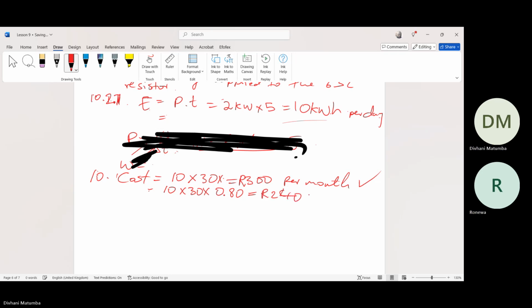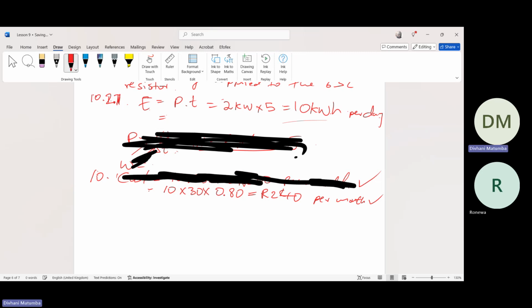240 rand per month. Per month? Yeah, that's correct. So the top one, I'm just going to remove it. So the cost is equal to that. Yeah, I think we're done.